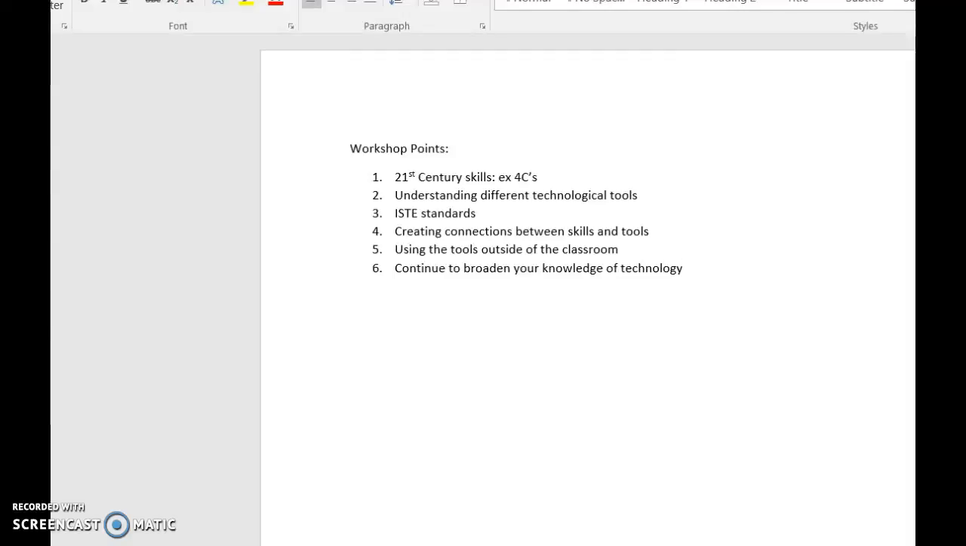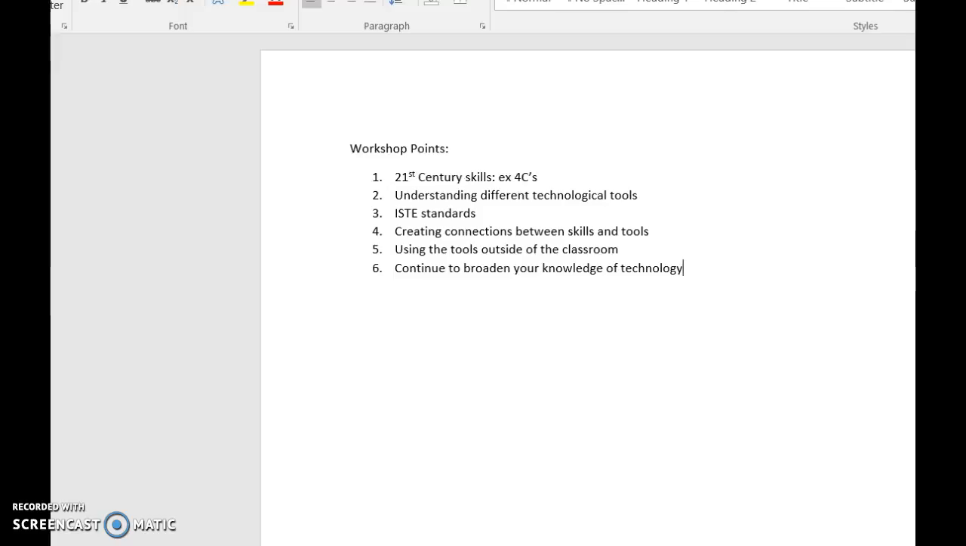Here are some workshop points that I would go over. First is going over the 21st century skills, for example, the 4 C's, and making sure everyone really understands them. So these could be the 4 C's, which are communication, collaboration, critical thinking, and creativity, or even understanding some of the other skills, which are problem solving, analytical thinking, and ethics and accountability.